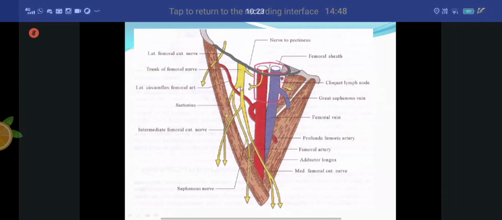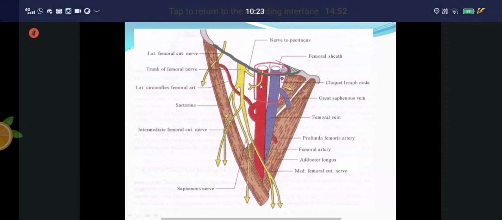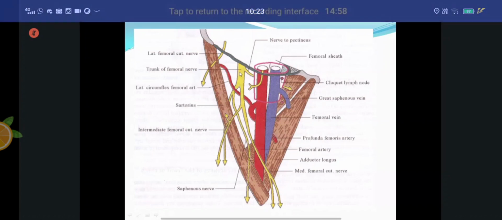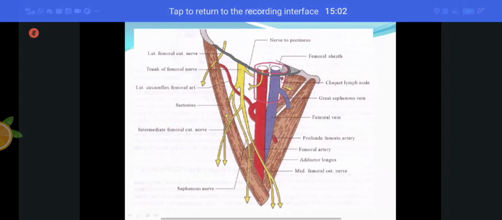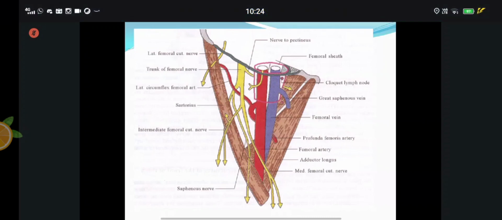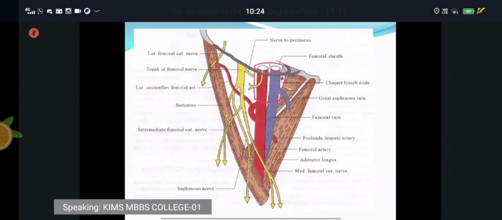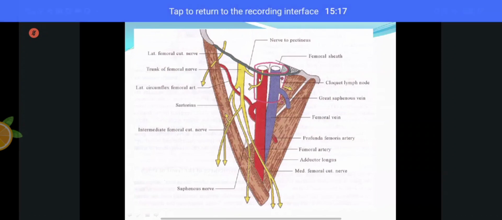So the relations are: anteriorly the femoral sheath, medially the femoral vein, laterally the femoral nerve. And posteriorly, what do you find? The floor of the femoral triangle. So what are the structures you find in the floor of the femoral triangle? The iliopsoas muscle, the pectineus muscle. All these are present in the floor of the femoral triangle, which are posteriorly related to the femoral artery.